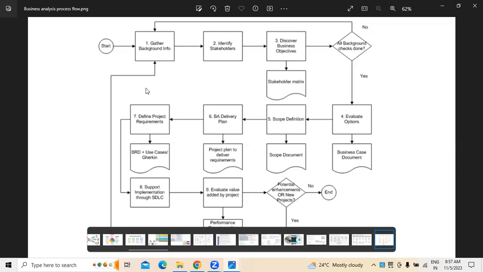Okay, sir. Now this is generally the business analysis process flow. Right. So you can see here, I'll explain the stepwise procedure. The first one, you have to gather the background information. You know that. Second, we need to identify the stakeholders. To identify the stakeholders, there are different things we use, like the power and interest grid, right? After that, when you want to manage your stakeholders, the RACI matrix and all these things come under the second level. This is a high-level view.